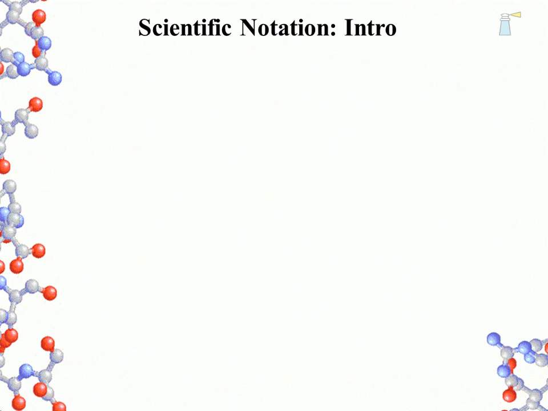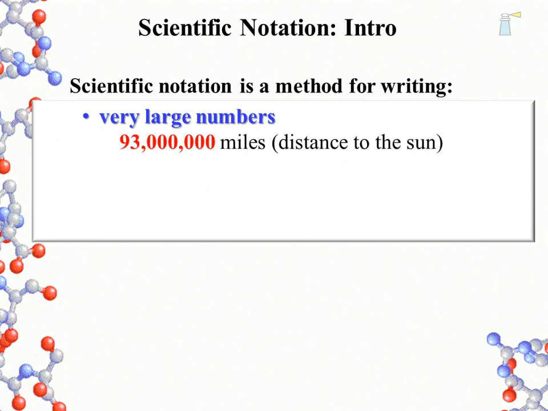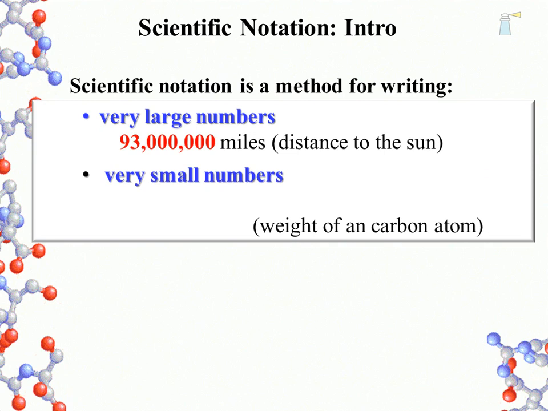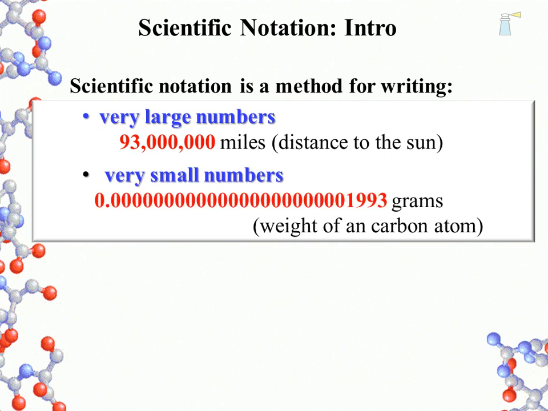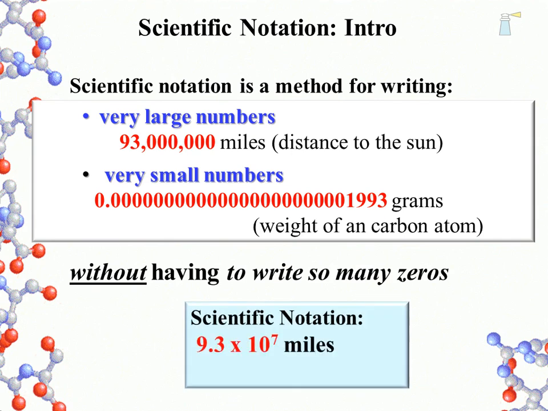Scientific notation, an introduction. Scientific notation is a method for writing very large numbers, like 93 million miles, which is the distance to the sun, or very small numbers, like this one, which is the weight of a carbon atom in grams. All this without having to write so many zeros. The scientific notation of these two numbers are 9.3 times 10 to the 7 miles and 1.993 times 10 to the negative 23rd grams. Those are a bit easier to say.